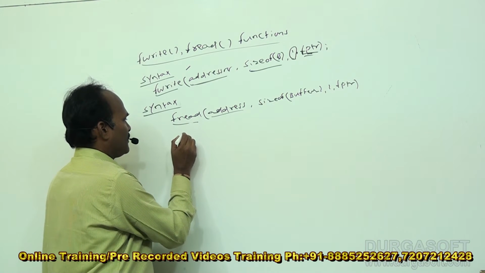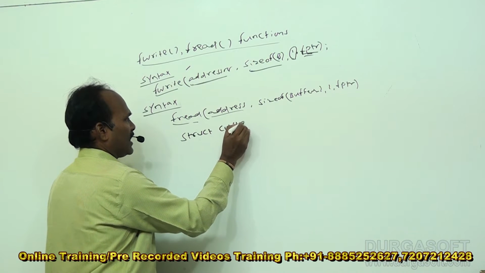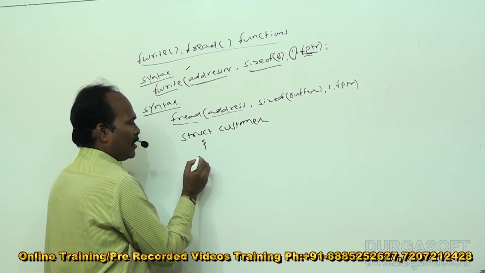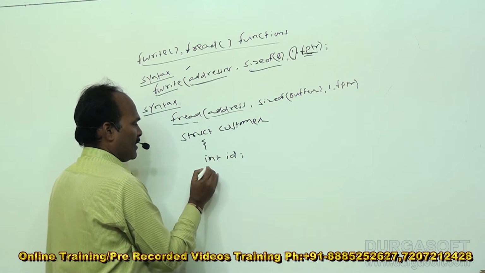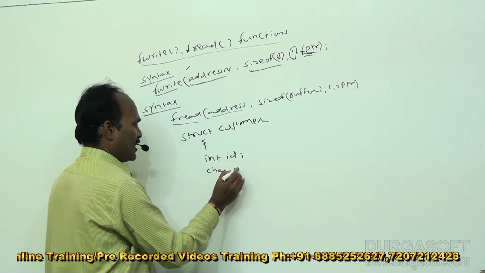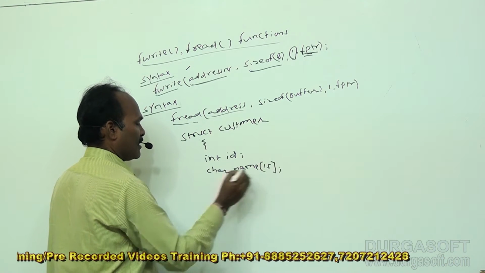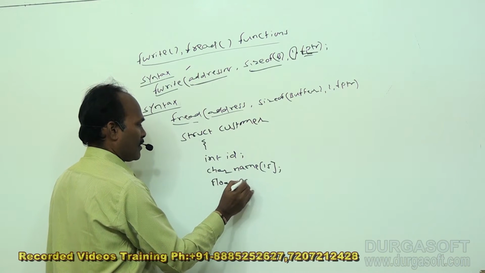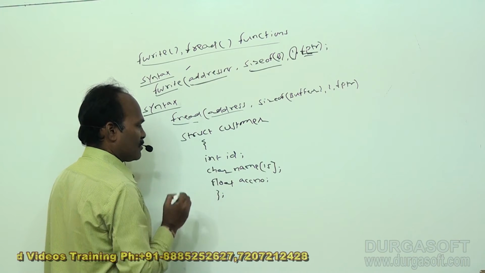Okay. So first I am going to declare one structure called struct customer, or struct employee, anything you can take. So in this, how many members am I taking here? Integer ID, then name as a character array. I am declaring name with 15 characters, and float account number, or if it is employee you can take salary also. Okay, so this is about structure.